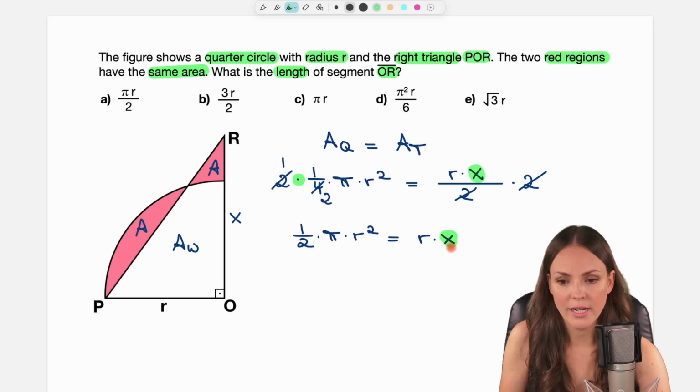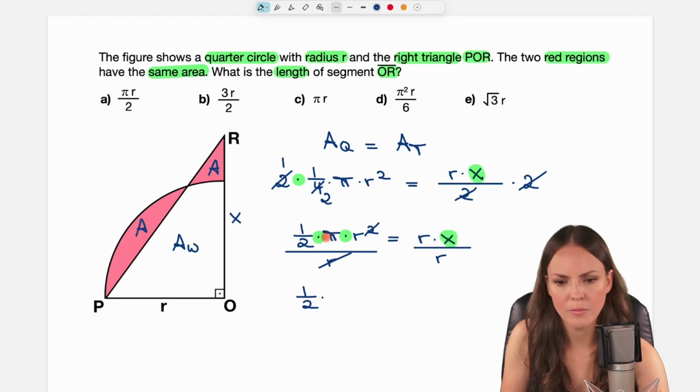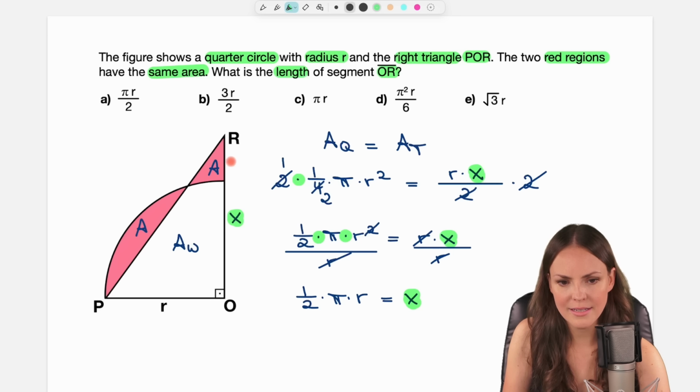We still want to solve for x, so let's get rid of r here by dividing both sides of the equation by r. Because we have multiplications everywhere, we are allowed to cancel r out. We have r squared here, so if we cancel one of these out, only r is left. So we have 1 over 2 times pi times r left here. And on the other side, this cancels out, and only x is left. We found our x, the length of this side here.